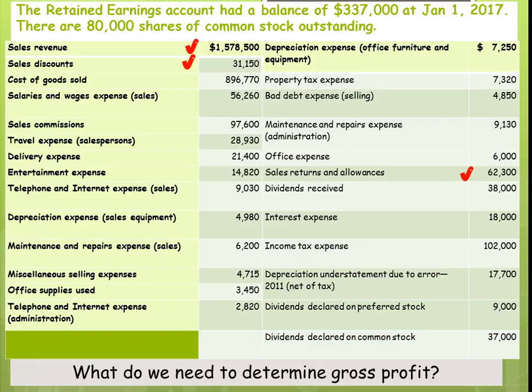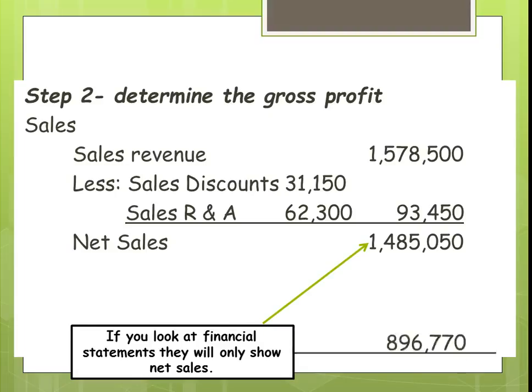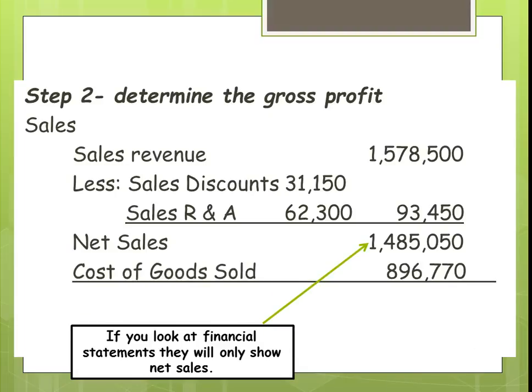Okay, the next thing we need to determine is what is the gross profit. And to do this, we have to look for cost of goods sold. And there is our cost of goods sold. So now we can do our gross profit. So we're going to take our net sales and we're going to subtract our cost of goods sold, and there is our gross profit for our company.